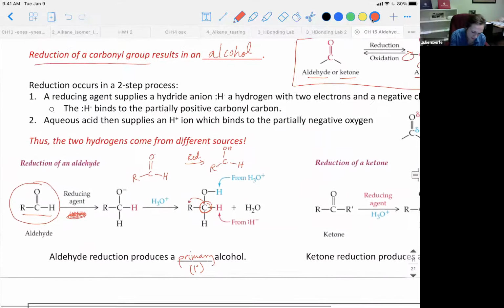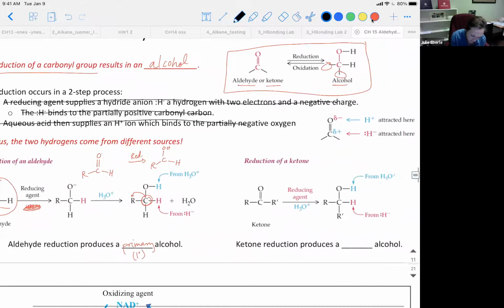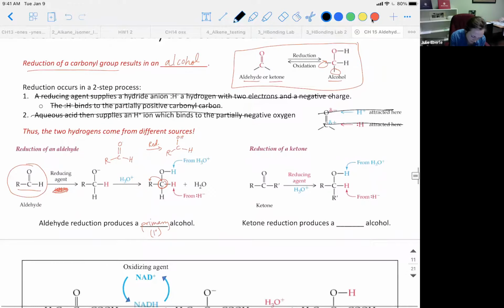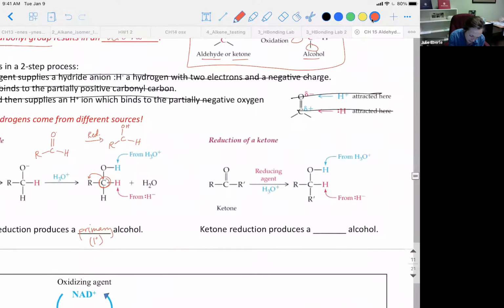So basically, I'm not going to ask you anything about these steps on the exam. I'm not saying it's not important, but for time's sake, we really don't have time to get into it. Okay, what about a ketone?